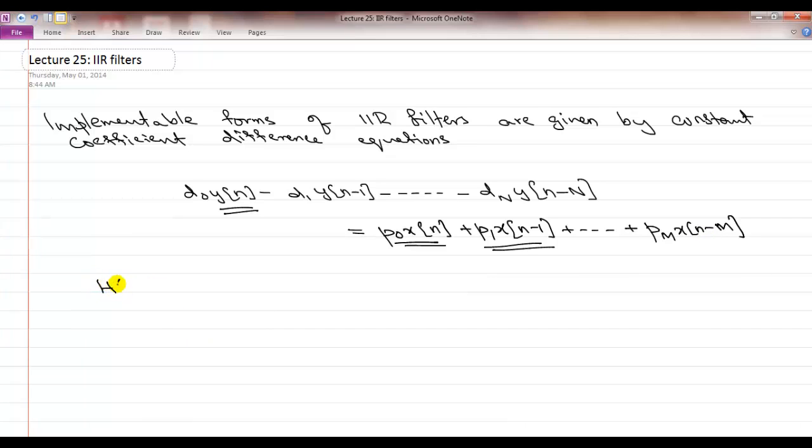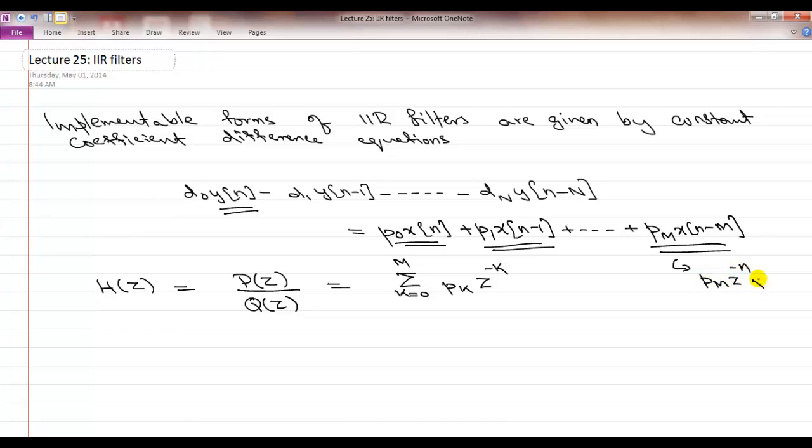and if you do the usual Z transform trick, what you find out is that implementable IIR filters are given by rational polynomials in Z. The numerator will be simply the summation k equal to 0 to M of pk z to the minus k, which comes from the fact that each time delay is nothing but multiplication in the z domain by z to the minus 1 or z to the minus 2 and so forth. So for example, if I took the z transform of this term, that will be pM z to the minus M X of z, and that's where this summation is coming from.